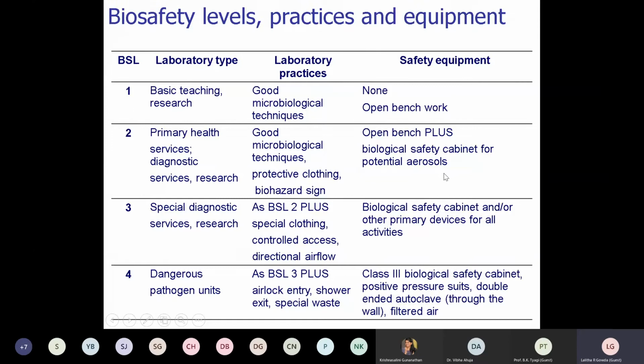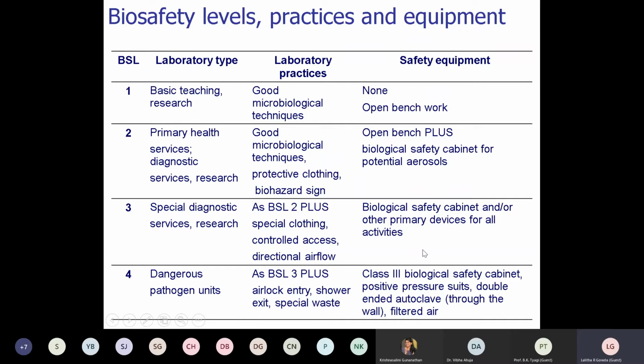In biosafety level three, you have special clothing, as you will see in a figure, and controlled access to the laboratory by using a card access or a thumb fingerprint. And there is a directional airflow. That means the laboratories are kept in such a way that they have negative air pressure, a pressure which is below the atmospheric pressure. And the safety equipment are the biological safety cabinets and other primary devices.